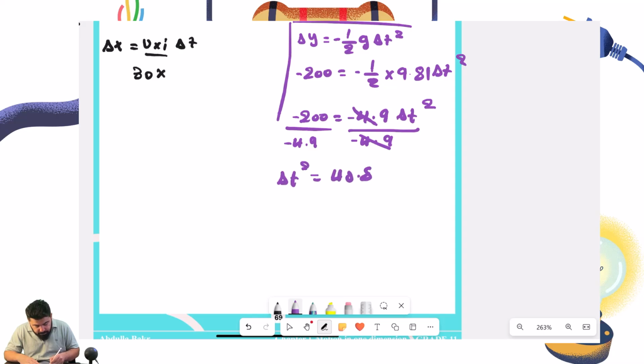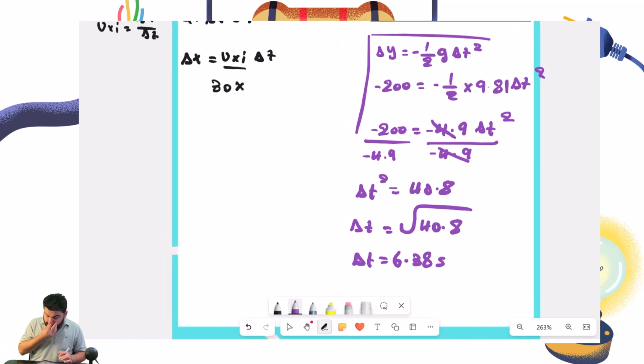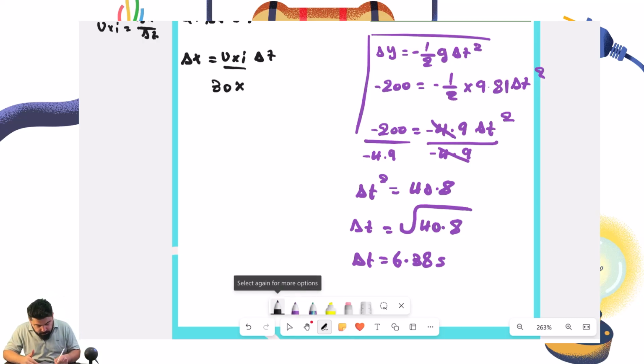Take the square root of this. 40.8, delta t is equal to 6.38 seconds. Okay, so this is delta t. Let's apply it in the equation. So delta x is equal to 30 multiplied by what? By 6.38. Delta x is equal to 191.4 meters. This is my delta x.